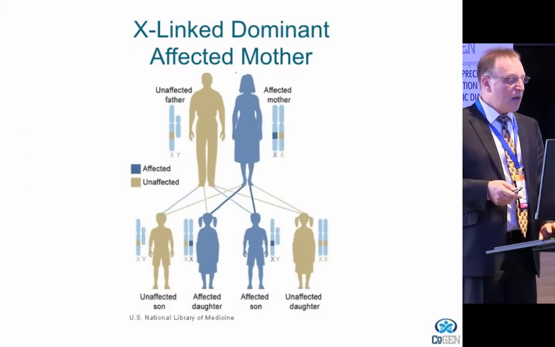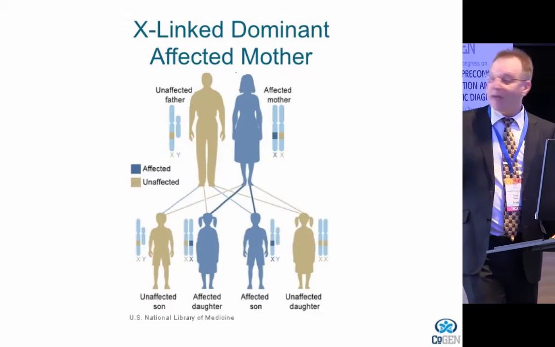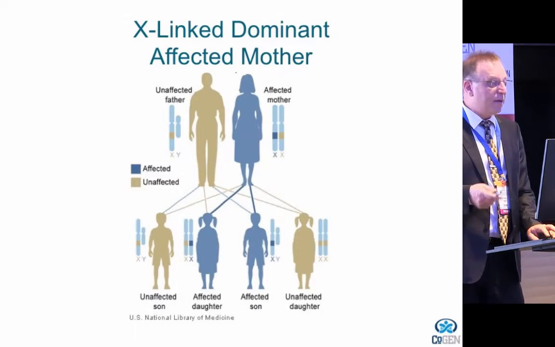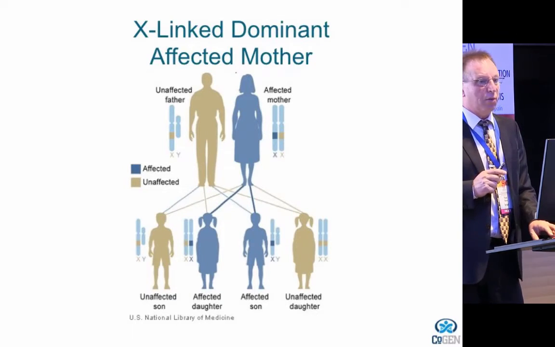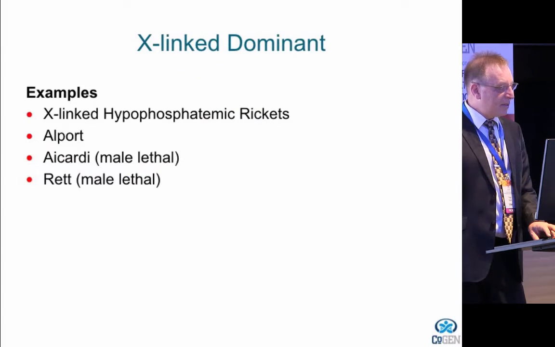And then lastly, X-linked dominant conditions. These are also inherited from the mother, but affect both males and females because having an abnormal copy of the gene on the X chromosome is enough to be affected. And these are some conditions associated with it.